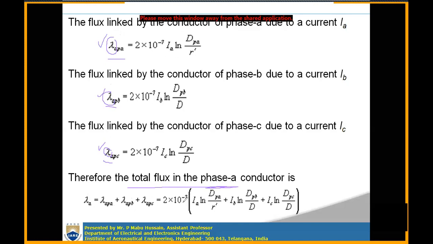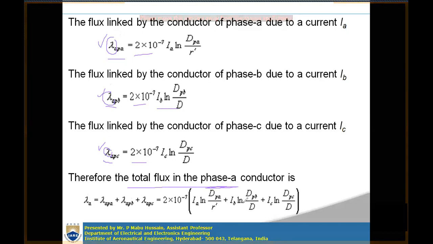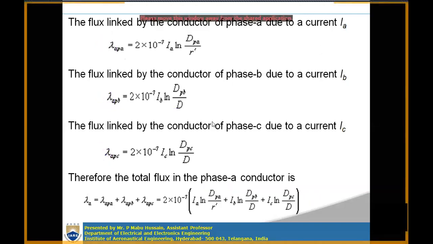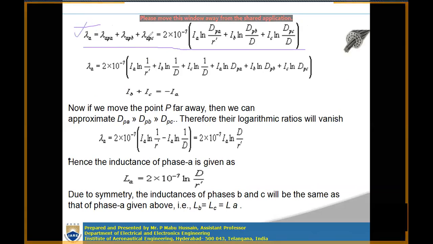So which can be written as 2 into 10 power minus 7. On all the three terms you have 2 into 10 power minus 7 as common, so you take it outside, then in the bracket: IA into ln dPA by R dash, IB into ln dPB by capital D, IC ln dPC by D. The same previous expression I have rewritten here, the same expression explained in the previous slide, the final expression lambda A, which is the sum of all the three fluxes.